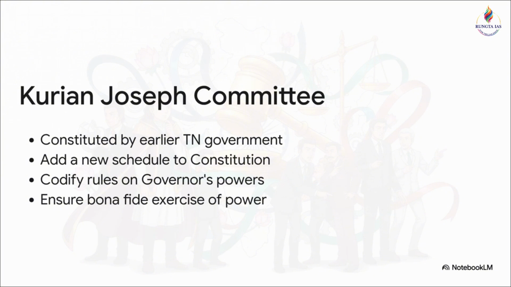Moving towards the end of your answer, every top-tier mains answer needs a robust way forward. You definitely want to cite the recent Justice Kurian Joseph Committee report on Union-State relations. This committee, constituted by the earlier Tamil Nadu government, recommended adding a brand new schedule to the Constitution. The goal is to codify the rules governing the governor's discretionary powers. Mentioning this codification, along with the mandate for a bona fide exercise of power, gives you the perfect, balanced conclusion. It directly addresses how to prevent the judicial and historical inconsistencies we've been talking about.